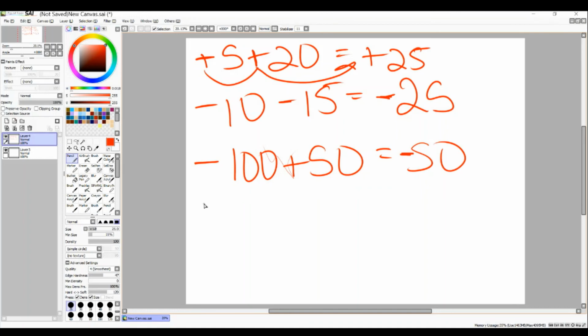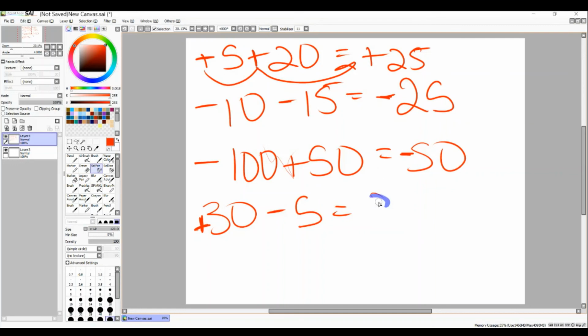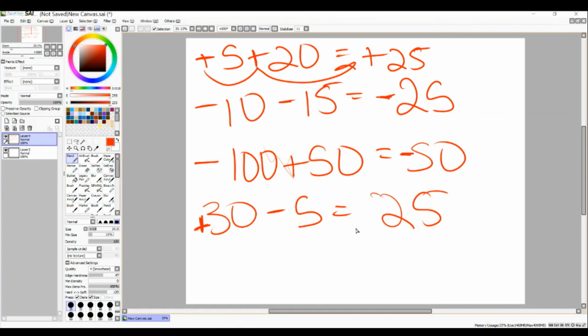Let's do positive 30, negative 5. The signs are different, so we're subtracting. We're getting 25 here. But which one is the bigger, and what sign does it carry? 30 is the bigger number, and it carries a positive sign. It's going to be a positive answer.